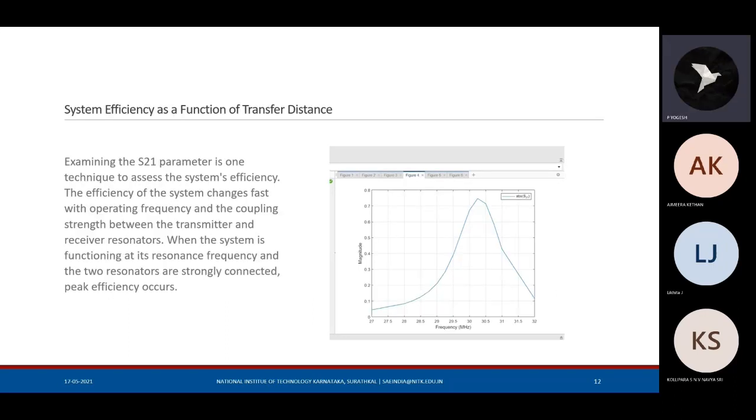System efficiency as a function of transfer distance. As we know, at a particular distance, efficient energy transformation occurs. Examining these parameters in this technique, the efficiency of the system changes fast with operating frequency and the coupling strength between the transmitter and receiver resonators. When the system is functioning at its resonant frequency and the two resonators are strongly connected, peak efficiency occurs.